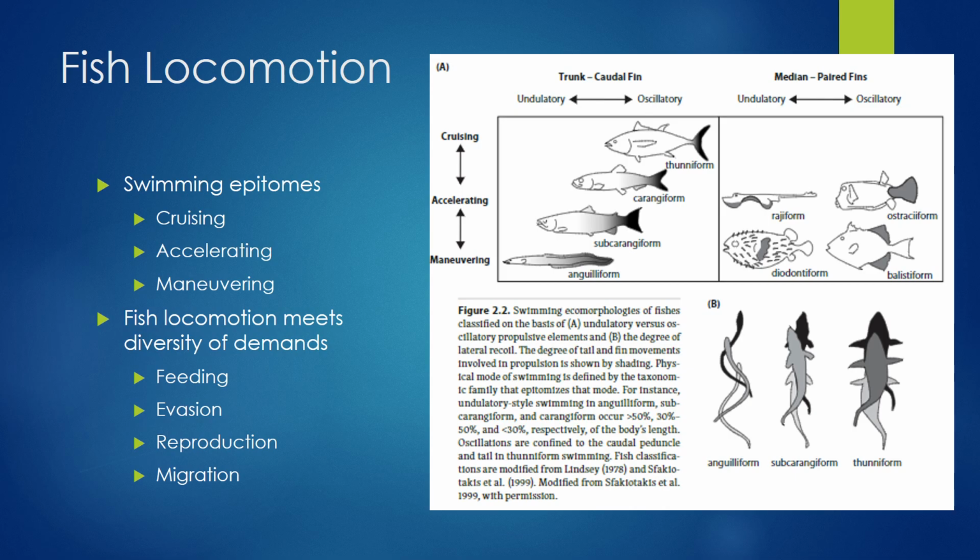For the paired fins, it's going to be a factor of undulation versus oscillation, and this is going to affect their ability to maneuver as well. Other factors are going to be the lateral recoil, so that's how much they move back and forth as they swim through the water column. So these are all going to be factors in their ability to feed, evade predation, reproduce, and migrate.